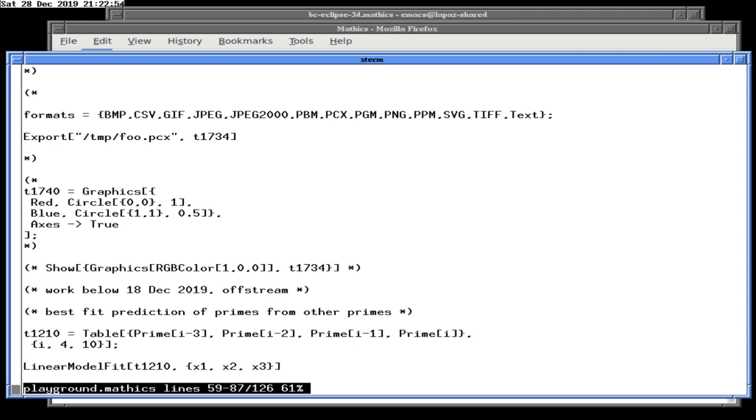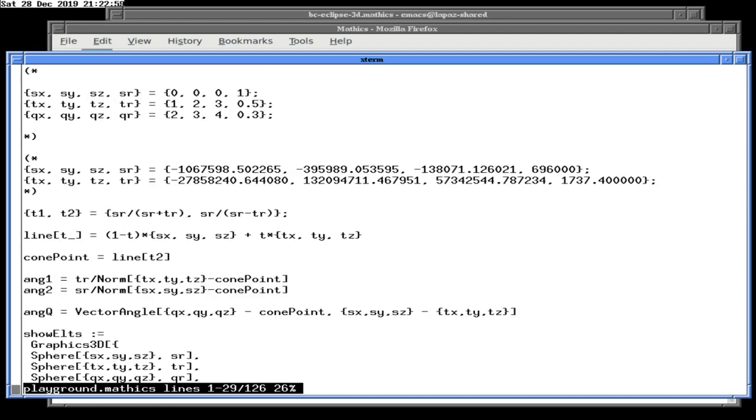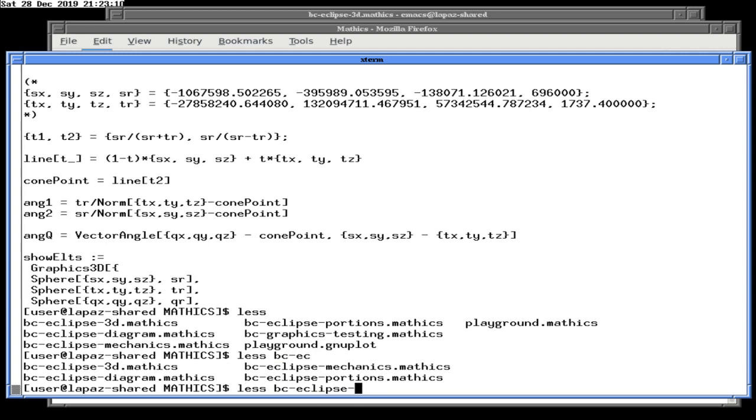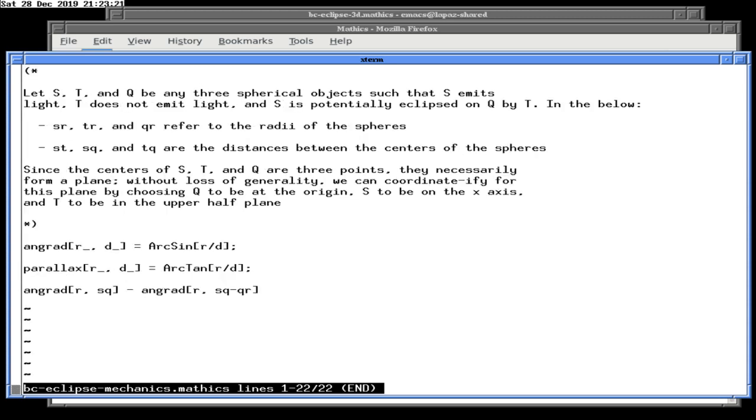Best fit predictions. Okay, so we were doing something there for a different kind of project that we're not looking at right now. I think I've just fallen down the rabbit hole. Oh wow. Okay. Distances. Without loss of generality, we can quantify that this plane. Oh yeah. Okay. And I got this far before stopping, I think.